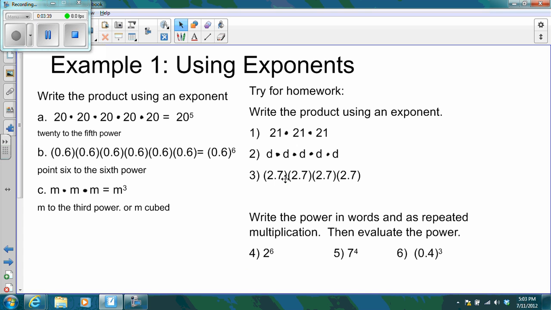So go ahead and try the following practice problems for homework. There's 6 of them on this page. So the first section, you're going to write the product using an exponent, just as we did over on the left. And then the second 3 problems, it's going the opposite. So now how can you write them out as they are above? So instead of writing 2 to the 6th, write it out in full. And then in words, write how you would read it.